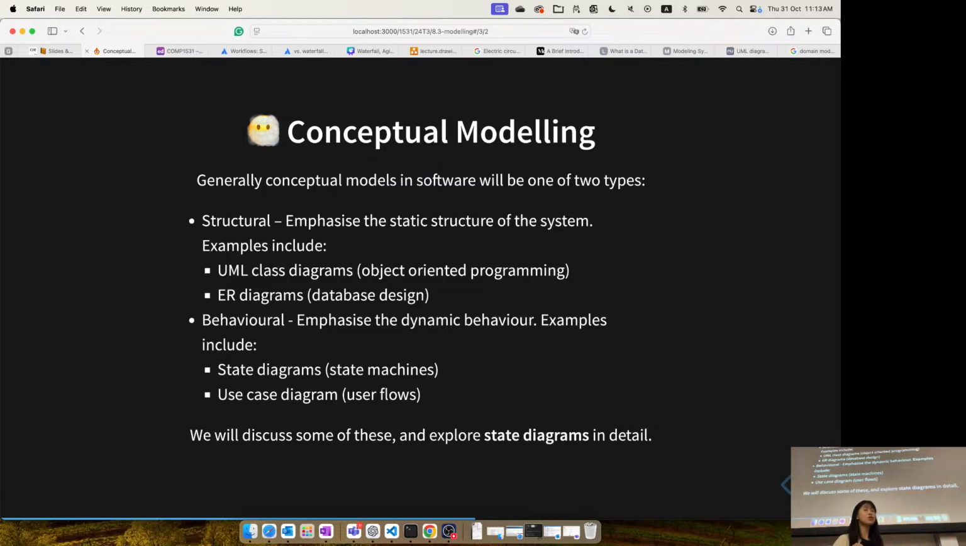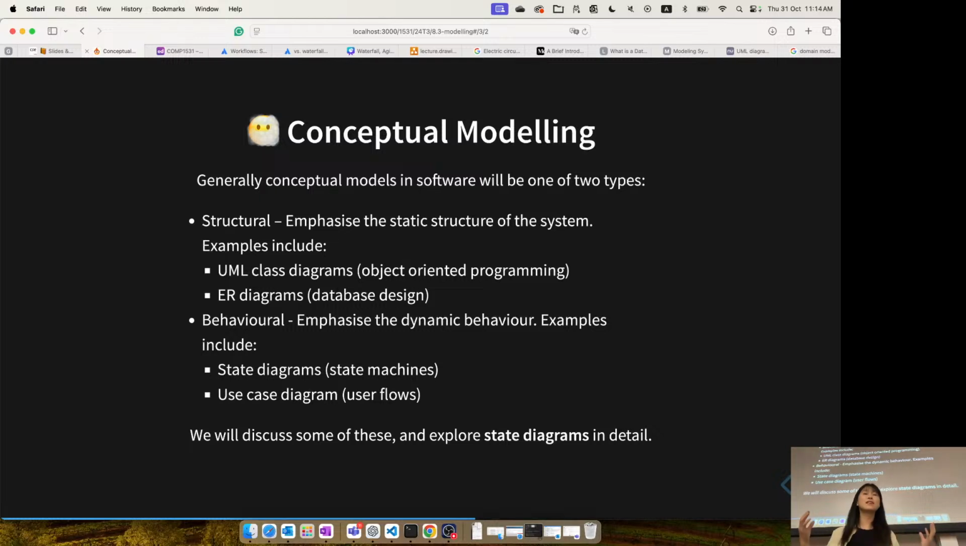Generally, conceptual models in software can be grouped into two types. The first one is structural, which emphasizes the static structure of the system. For example, the current state of my laptop: there's a screen, there's a keyboard, and the screen is attached to the keyboard. This is the static situation of my laptop, physically. So the model may have a screen on the top and a keyboard next to it, and they are connected to each other. This is the static structure of the system, the first way of modeling things.